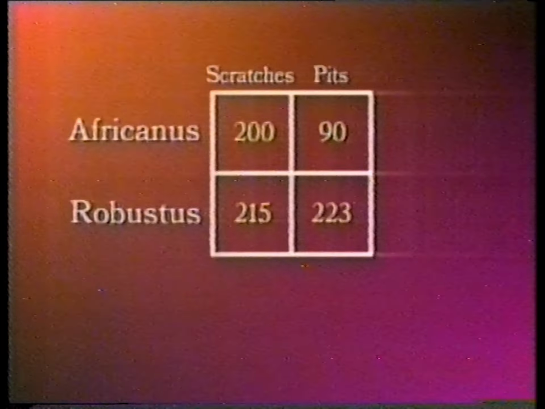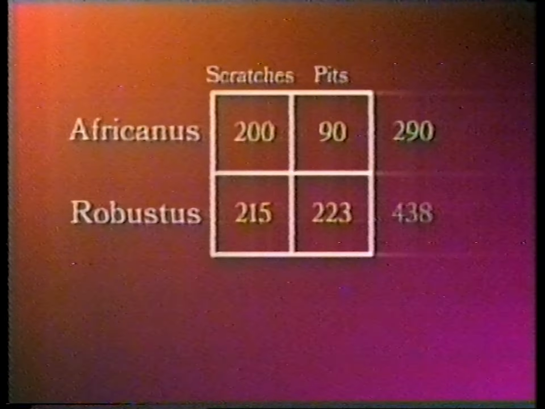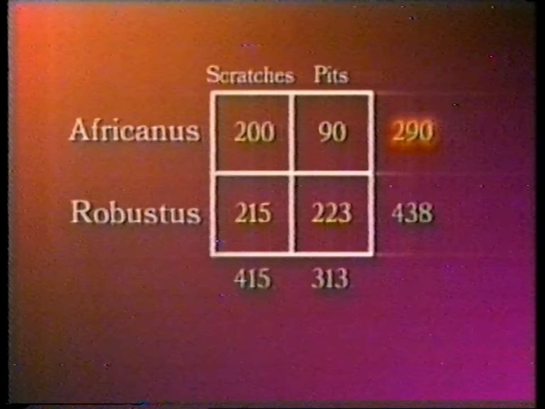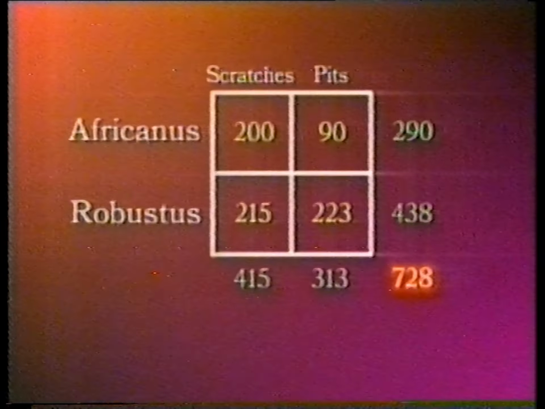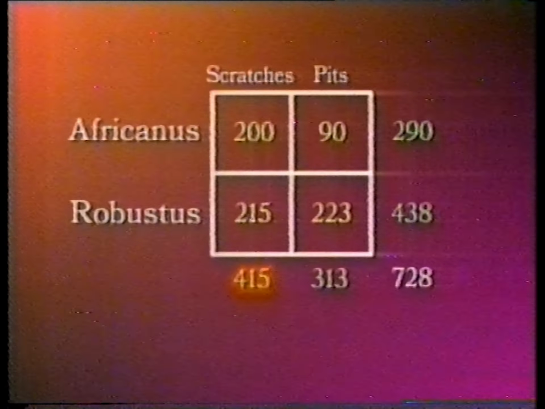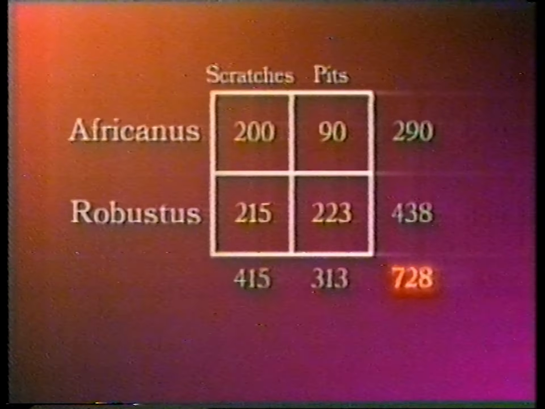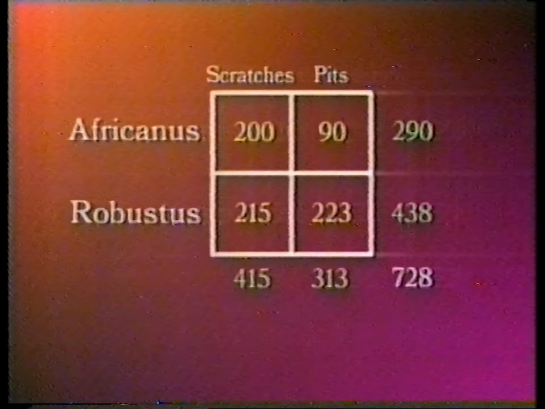The first step in doing inference for this two-way table is to figure out what our results would look like if the distribution of pits and scratches were the same in both populations. We do this by calculating the expected counts for each entry in the table. First, we write the sums of the values in each row at the right of the table. Then the entries in each column are added. Finally, the totals themselves are added and put in the bottom right corner. Notice that the sum of the row totals equals the sum of the column totals. Both are 728, the total number of observations made.